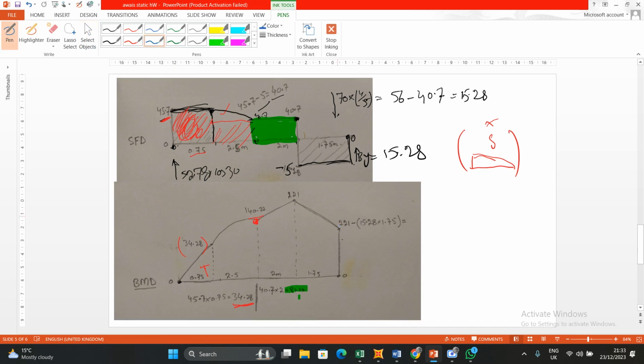What is the next moment value? Here you can see 221. Then we have negative, so the diagram will be going downward, and the negative is what? 15.28 multiplied by 1.75, which is 26.7, and 221 minus the answer is 194. So here I have 194, and also I have the moment here, which is fixed, and it is going to be 0.